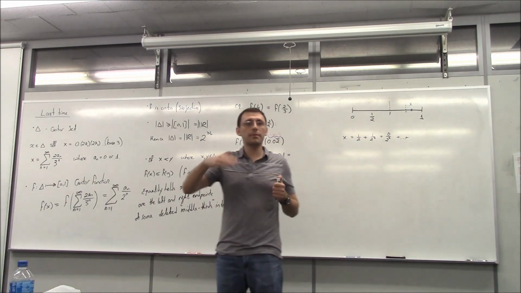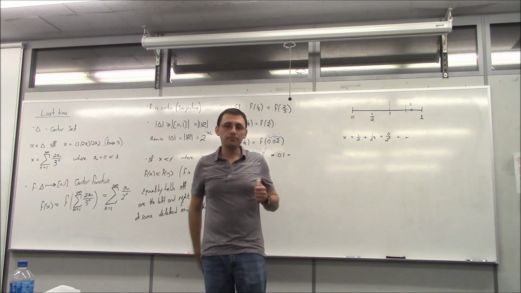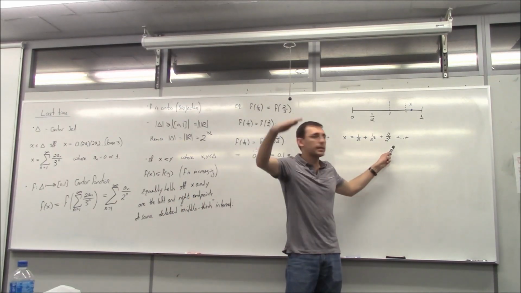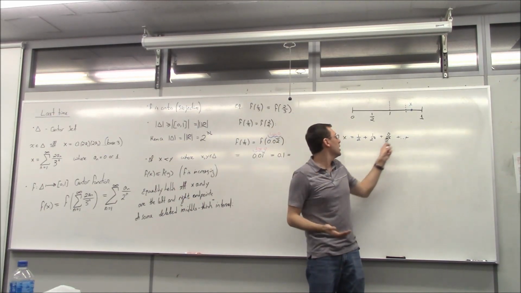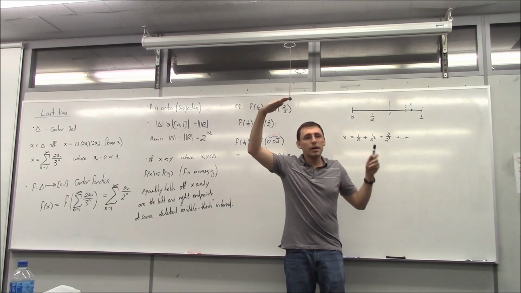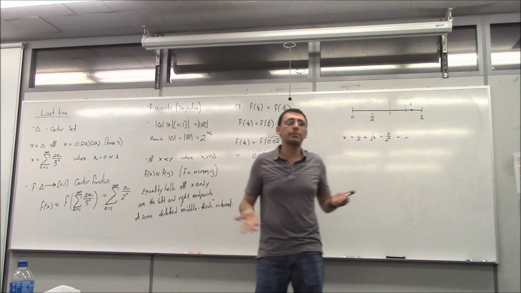Correct? Real numbers have a supremum. So this sum, because it's increasing and it cannot go beyond 1, is bounded above, and therefore has a least upper bound. That's how simple it is.